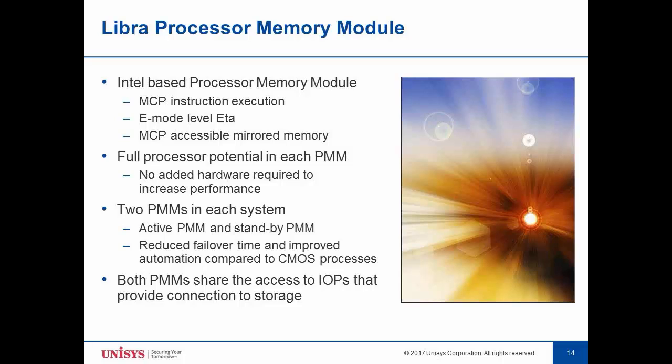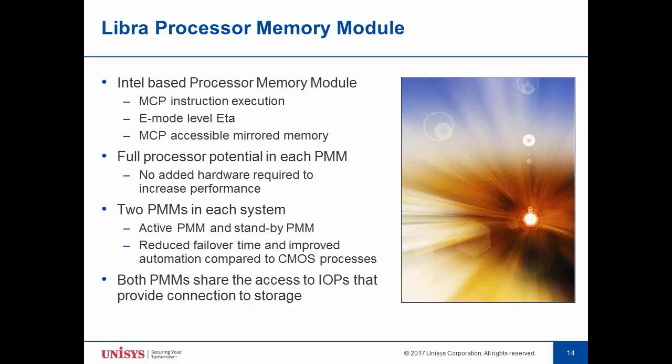One of the unique features of this design is that the full processor potential is part of the PMM from the initial installation. So unlike other architectures we've had in the past, you don't have to add additional hardware resources to increase the performance of the MCP system or to add memory to it. It's the full processing capabilities there as part of a standard 2U PMM.